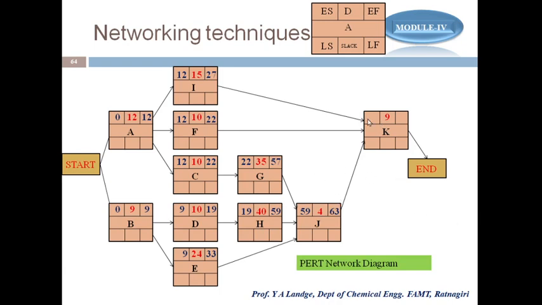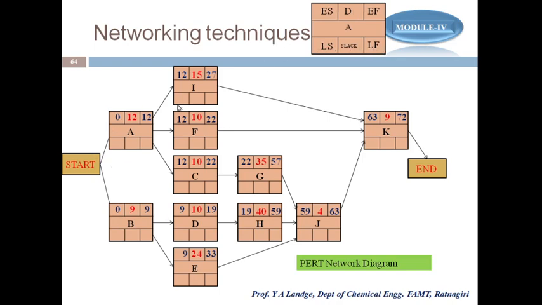So I take the earliest start for K as 63, the highest value from the predecessors. Then I calculate the earliest finish, which is 72. Now this is the forward direction. We fill up all the upper rectangles, the ES, D and EF values. Now we are interested in knowing the values of LF and LS. For that, we go in the reverse direction.